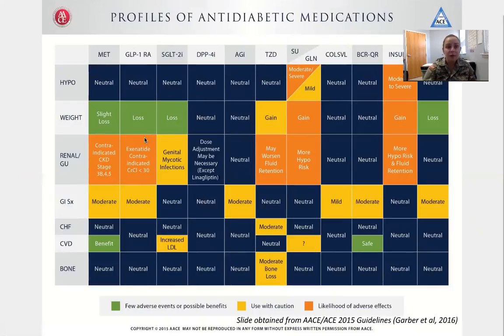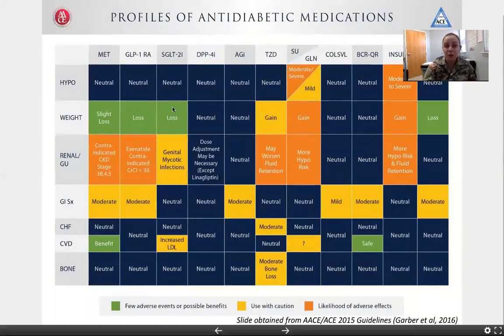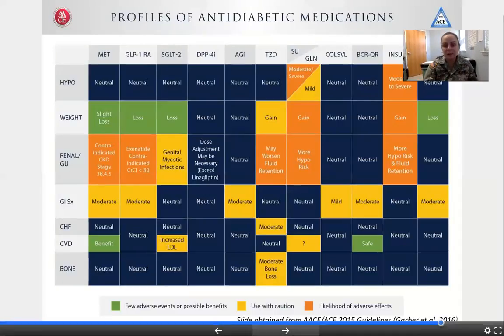The reason is because SGLT2s are associated with weight loss, which would certainly help his diabetes, or DPP-4 inhibitor, which is weight neutral. He's already on a sulfonylurea, so we're not going to give him that. A TZD is associated with a lot of weight gain, so we may want to avoid that. AGIs, Colvazole, and Bromocriptine are not used very commonly in the United States and are relatively ineffective.